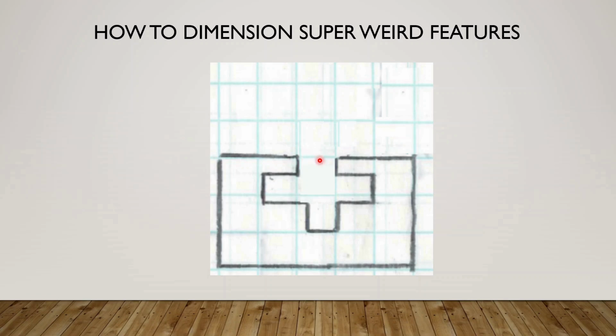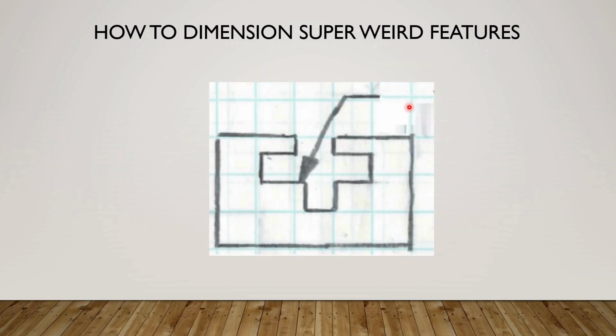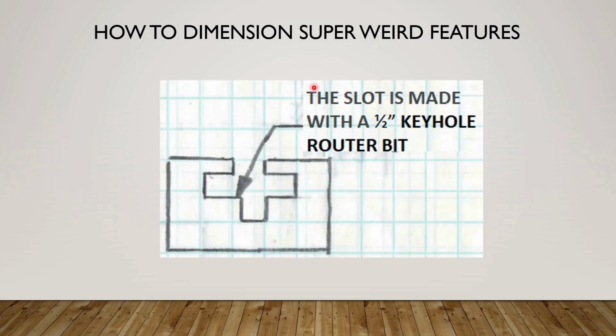How are you going to dimension this? So one of the ways you could do this is start by drawing that bent arrow, and you can always just write a little note to the reader. In this particular case, this piece was made with the special router bit, so there's no need to dimension it. You would just tell the reader to go find or buy that specific router bit and put that shape into the piece of wood using that particular router bit.